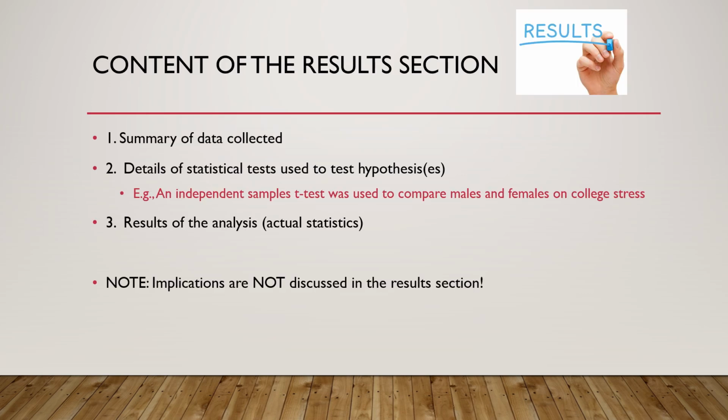So a results section has three general sections. The first is a summary of what data you collected. The second is the details about the statistical tests that you used to test those hypotheses. And then the third is the actual results of the analysis. A lot of what we've talked about the past couple of weeks with correlation and t-test has been this third point, the actual results and how to write up those statistics. But we do want to touch on the first 2 points today.